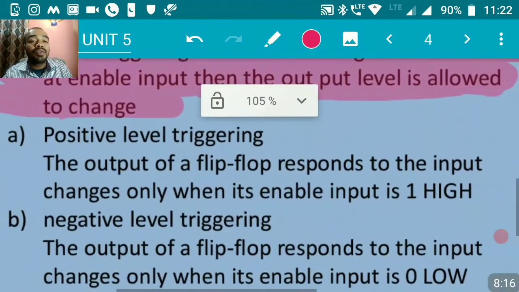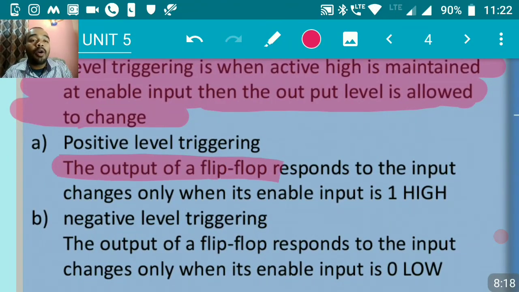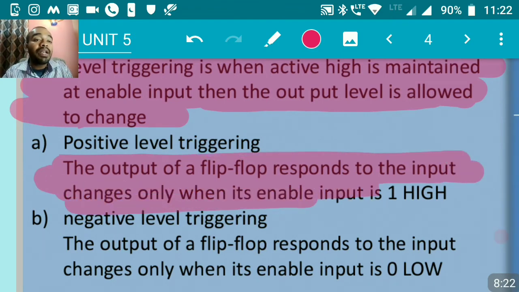Let us go through the definition. The output of the flip-flop responds to the input changes only when its enable is high. Only when its enable is high, the output of the flip-flop responds to the input changes. That condition is what I am going to call positive level triggering. So there will be a flip-flop, and this flip-flop will respond to the input changes.